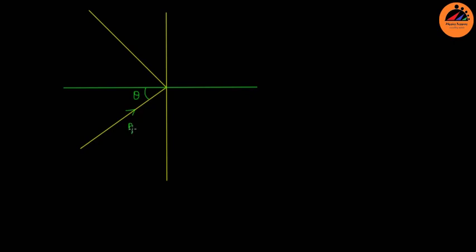Suppose this is a wall, and a particle hits the wall like this and rebounds back in this fashion. Suppose this is the angle theta. The initial momentum is P1 and the final momentum is P2.